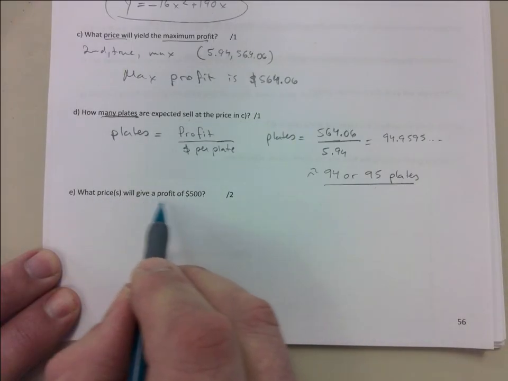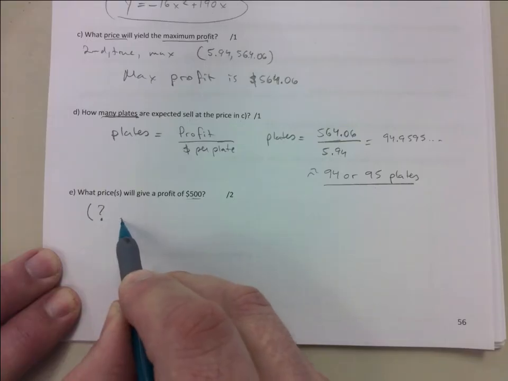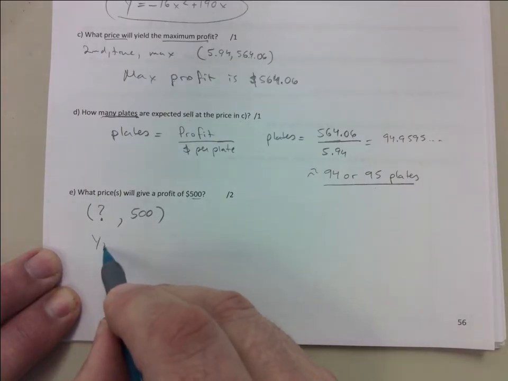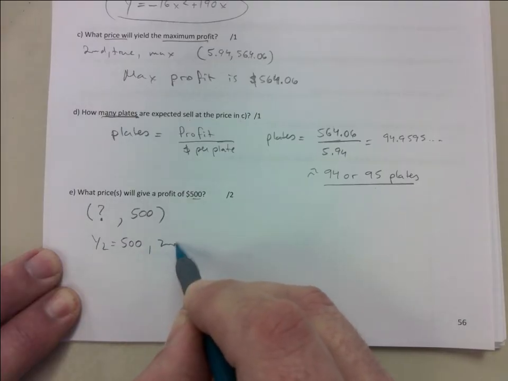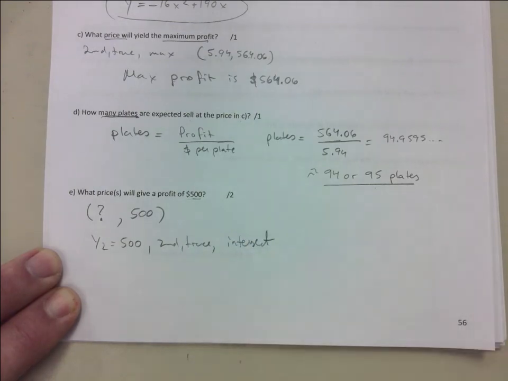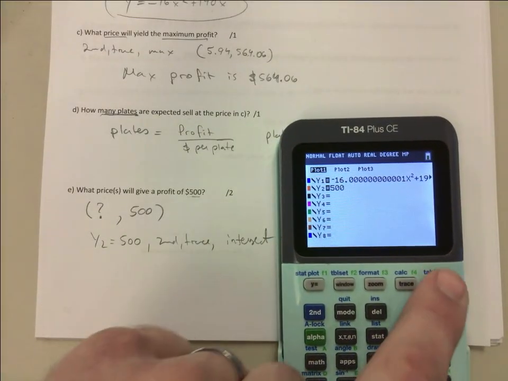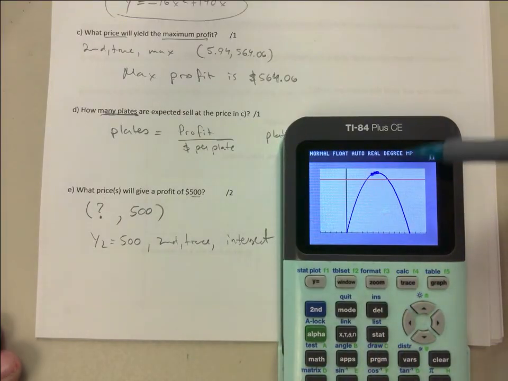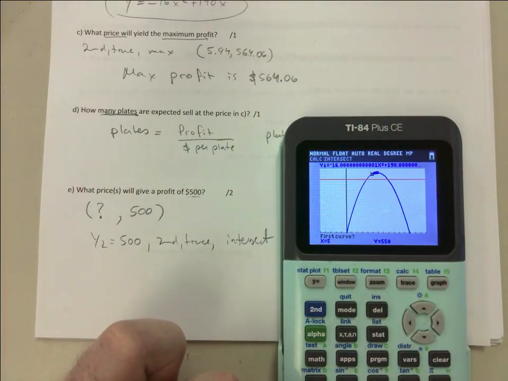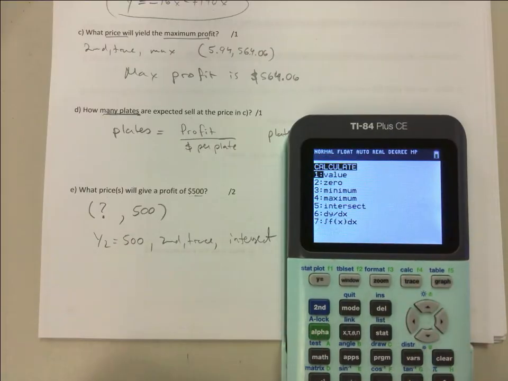What price or prices will give a profit of $500? They're saying, what is the price per plate when your profit is 500? In that case, you want to let y2 equal 500. I go to y equals. I let y2 equal 500. And you can tell that it happens twice. There's a low price and a high price that you can charge to achieve the same outcome. Enter, enter, enter. So it's $3.94. I'll just remember that.